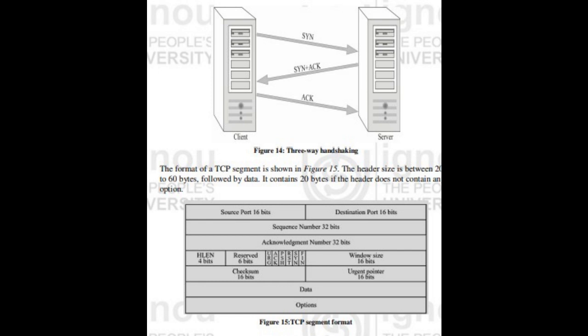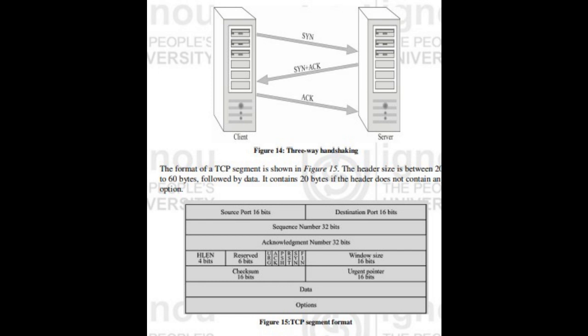Figure 14, three-way handshaking. Look at the screen. The format of a TCP segment is shown in Figure 15. The header size is between 20 to 60 bytes, followed by data. It contains 20 bytes if the header does not contain any option. Figure 15, TCP segment format. Here is a brief description of header fields in order.